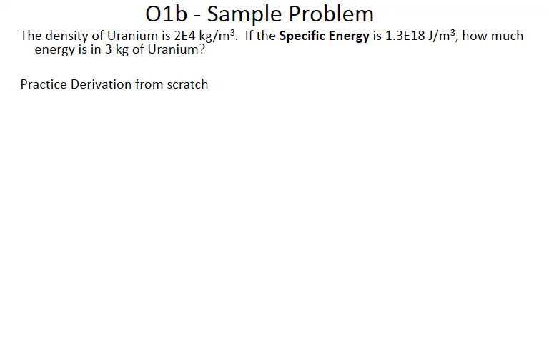So let's take a look at an example here where we have the density of uranium is 2 times 10 to the 4th kilograms per meter cubed. The specific energy, actually, no, that should say energy density there. So that's my mistake. So energy density is this 1.3 times 10 to the 18th joules per meter cubed, and we want to find out how much energy is in 3 kilograms, right?